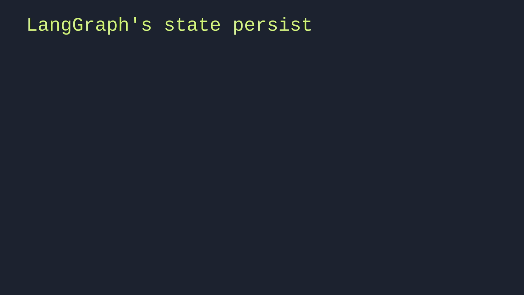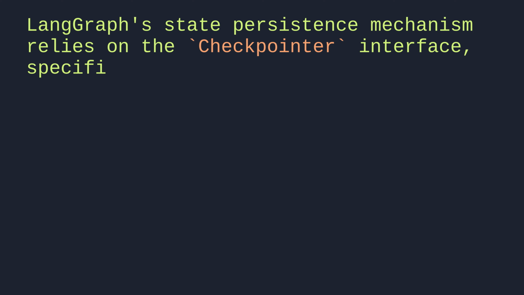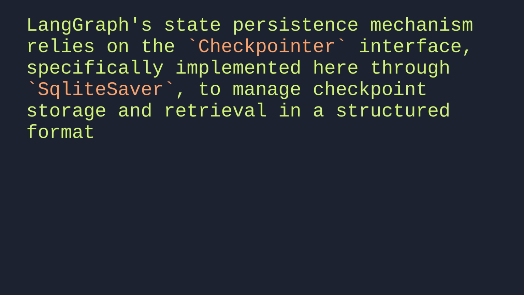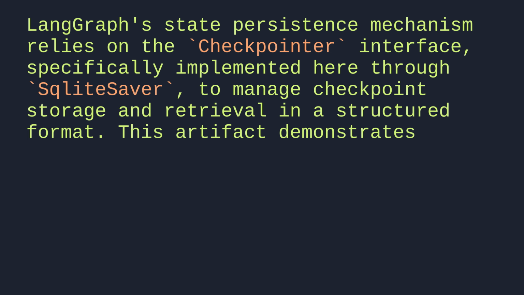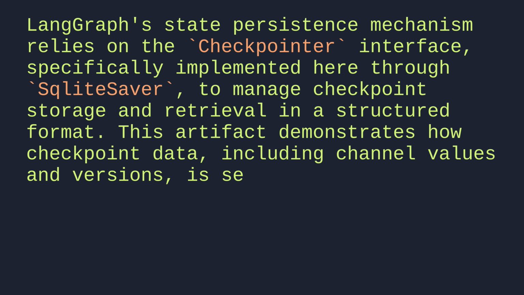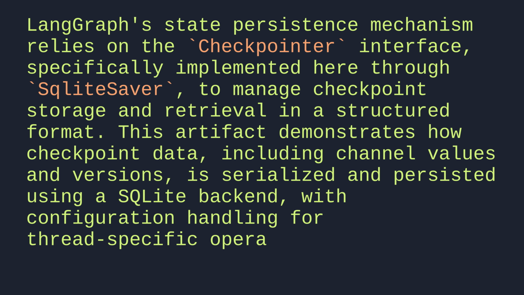LangGraph state persistence mechanism relies on the checkpointer interface, specifically implemented here through SqliteSaver, to manage checkpoint storage and retrieval in a structured format. This artifact demonstrates how checkpoint data, including channel values and versions, is serialized and persisted using a SQLite backend, with configuration handling for thread-specific operations.